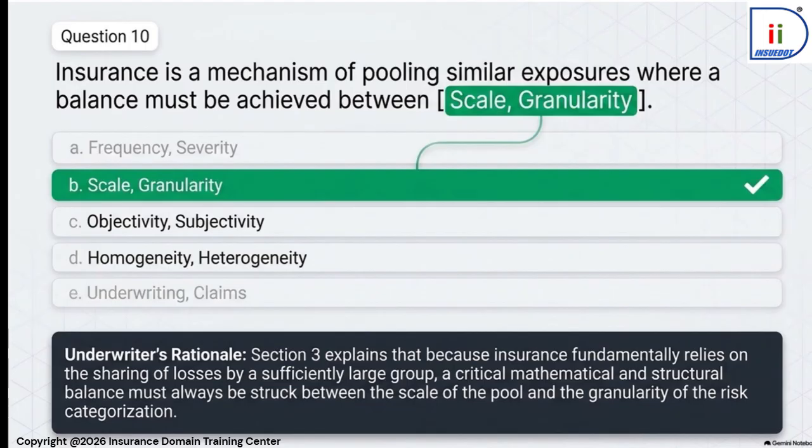To explain more, scale means having a very large group of insured risks so the law of large numbers can work effectively to accurately predict future losses. Granularity means keeping the group specific enough so that only similar, homogeneous risks are pooled together, ensuring fair pricing and avoiding adverse selection. Striking this balance ensures the insurance pool is broad enough to be financially stable, yet precise enough to treat every customer fairly.